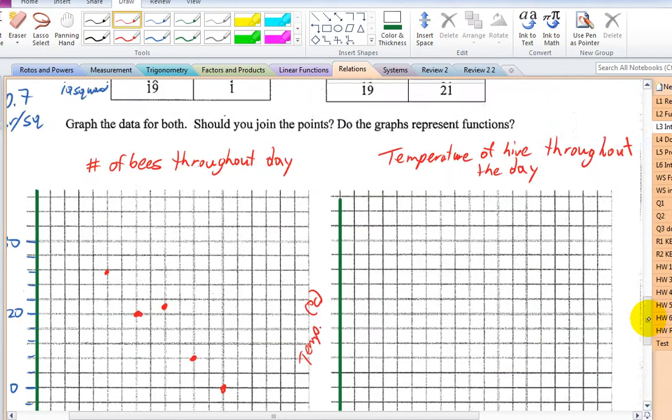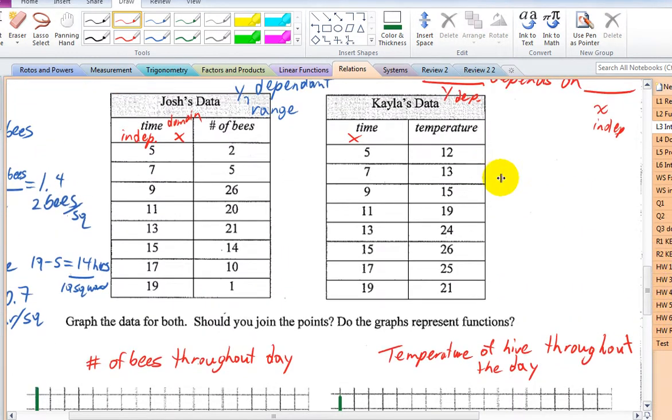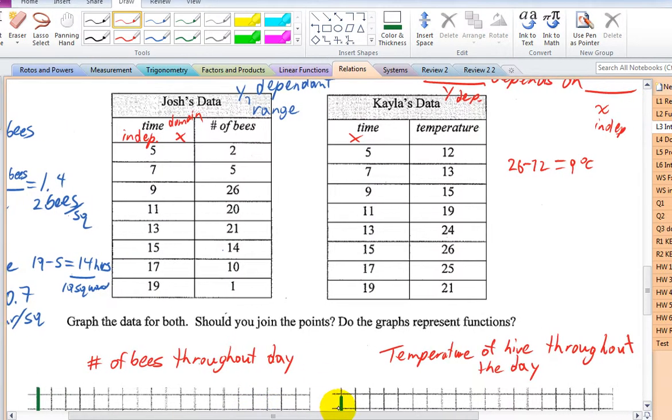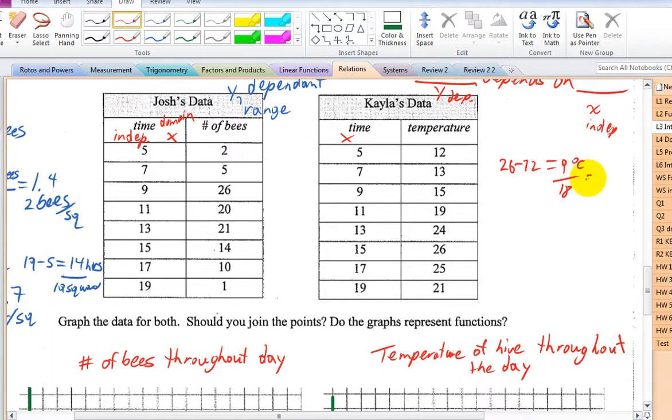What about temperature now? Your low temperature is 12 and your high temperature is 26. So 26 minus 12, what is that? Is that 14? So there's a range of 14. And how many squares do we have again? Going up, we have 18. So that'll be 0.5 degrees Celsius per square.